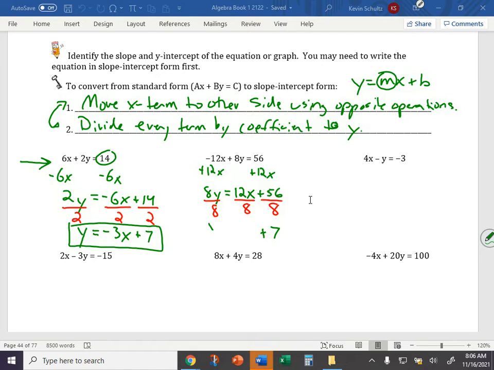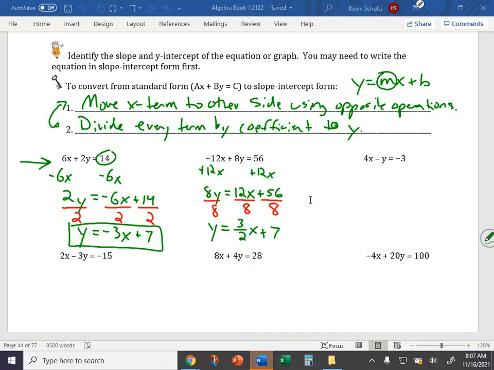You know that this first one is going to get y by itself, so that's never going to be a problem. But if you get something like 12 divided by 8, again, slope is a rate. It's a fraction. What's 12/8 in simplest form? 3 over 2. 3 halves, or 3 over 2. So your answer would be 3 halves x plus 7.